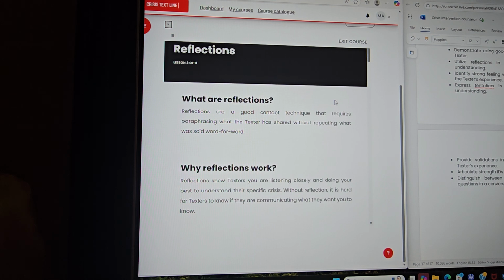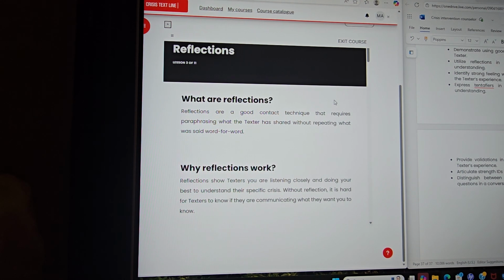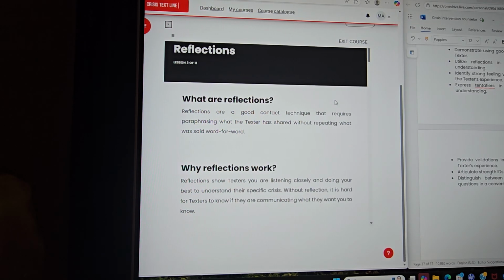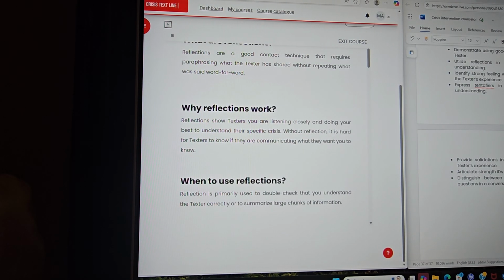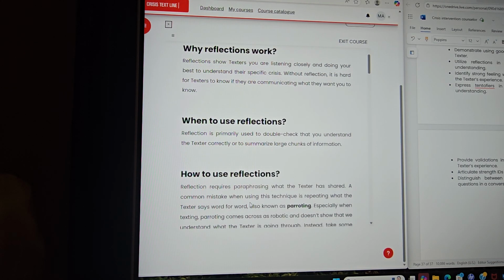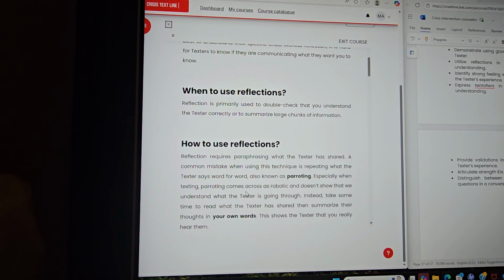Why reflections work: reflections show texters that you are listening closely and doing your best to understand their specific crisis. Without reflection, it is hard for the texters to know if they're communicating what they want to. When to use reflections: reflections are primarily used to double check that you understand the texter correctly and to summarize large chunks of information.